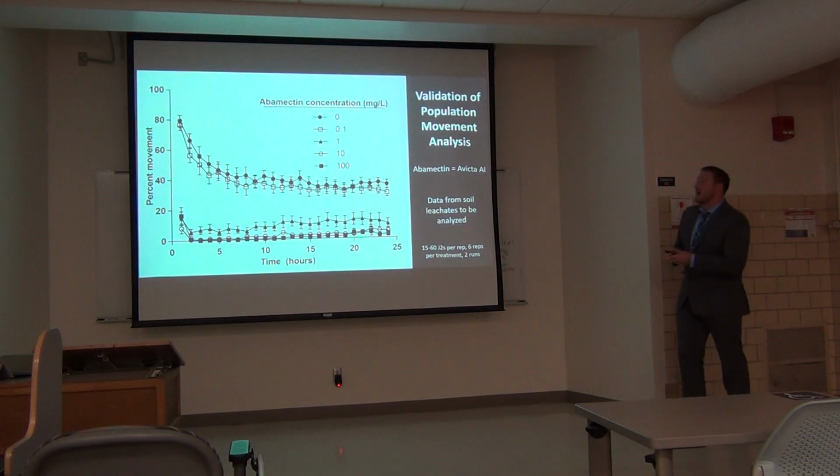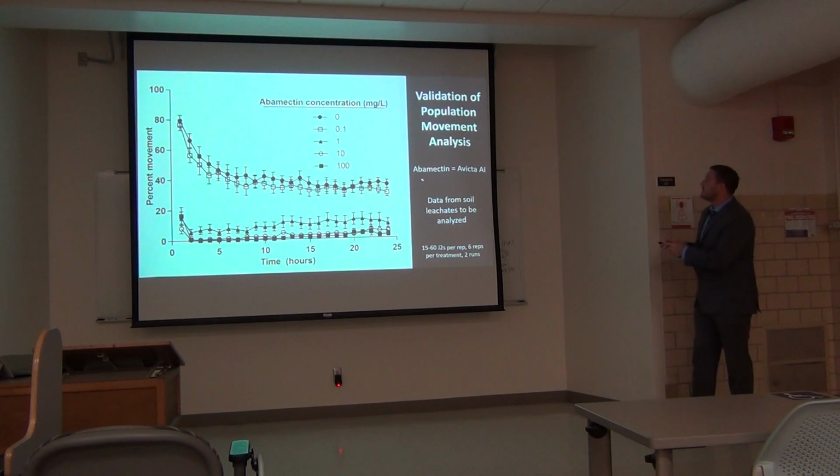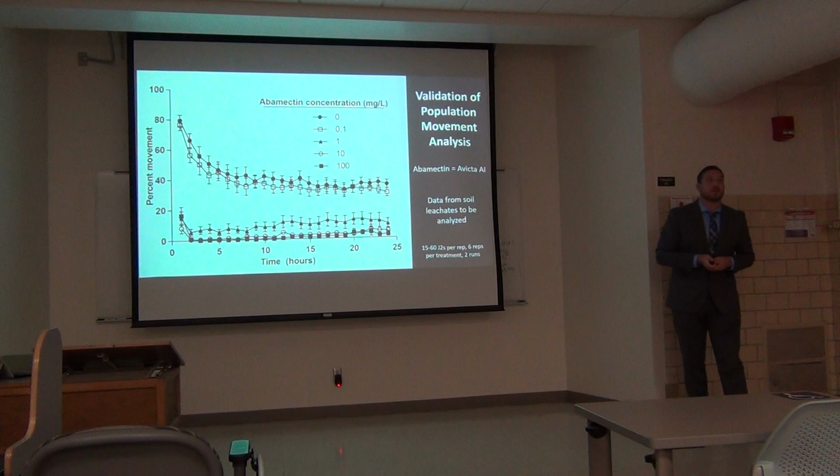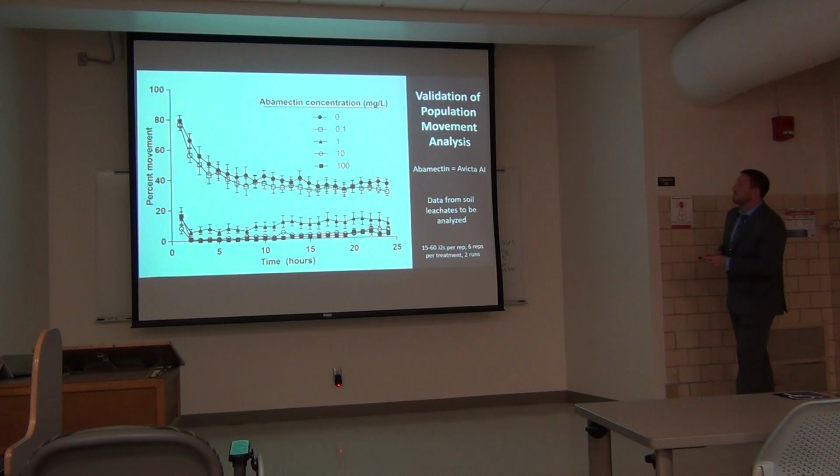Next, I wanted to look at abamectin, which is again a common nematicide. And just a reminder, it's the active ingredient of Avicta. We looked at 5 different concentrations: 0, 0.1, 1, 10, and 100 milligrams per liter. And all we're looking at is the percent movement of a population over 24 hours. First thing we see is a fairly big divide between 2 treatments and 3 treatments. And that's the big take-home point here.